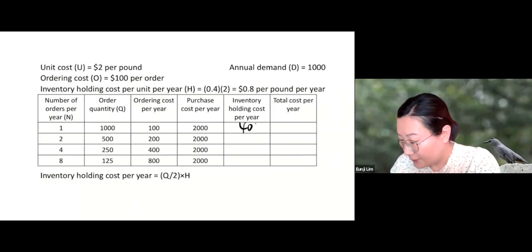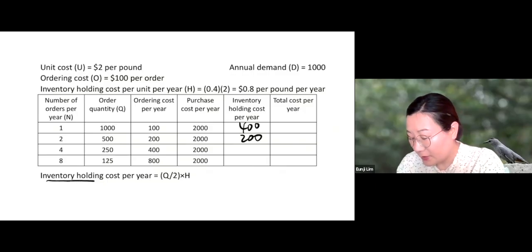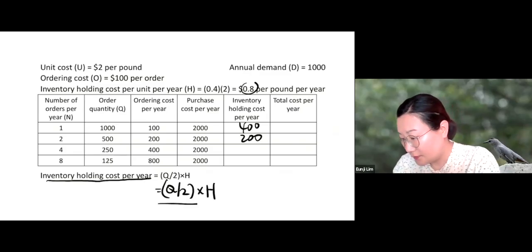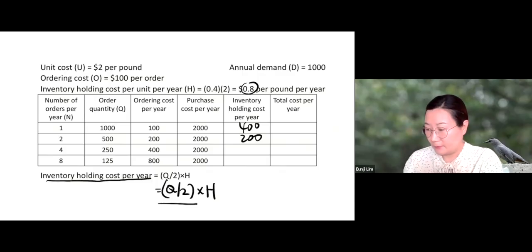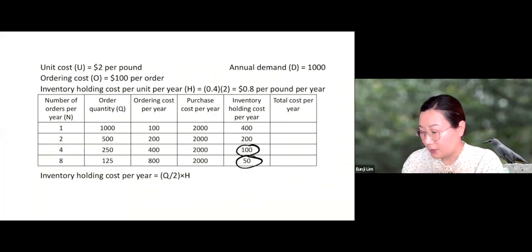So this was 400, 200. So can you find the formula for the inventory holding cost? Yes, we took the average inventory level, which is Q over 2, and you multiplied by H, which is 80 cents per pound. Right? So using this formula, we can compute the inventory holding cost.